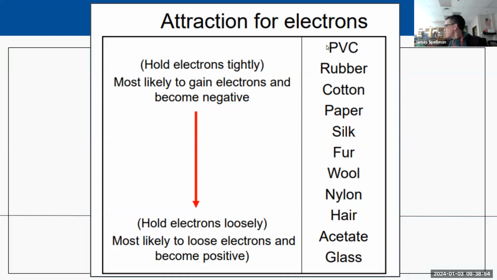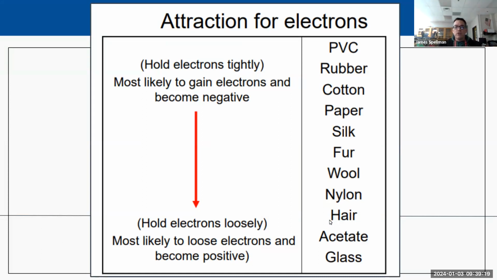I think we have this that we'll be using in class, so this would be like PVC pipe. It's going to have a very high affinity for electrons and holds onto them tightly. As you go down the list, things don't like electrons quite as much, and by the time you get to glass, it doesn't want to hold electrons at all. So we can predict which way the electrons will go if we rub a couple of these things together.